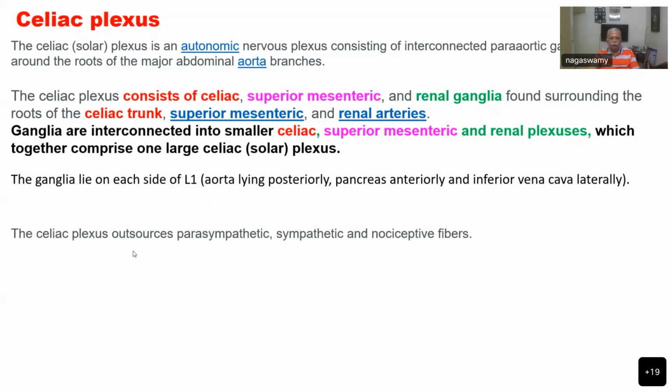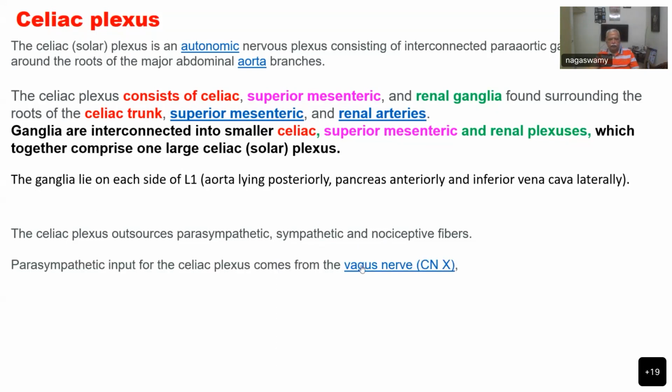The celiac plexus carries parasympathetic, sympathetic, and nociceptive fibers. It has all the three components. Normally, we have sympathetic ganglia and parasympathetic ganglia, which are all separate in various other locations. Whereas the peculiarity of the celiac plexus is that it is a conglomeration of parasympathetic, sympathetic, and pain fibers also. That is why when it is affected, it produces a lot of pain.